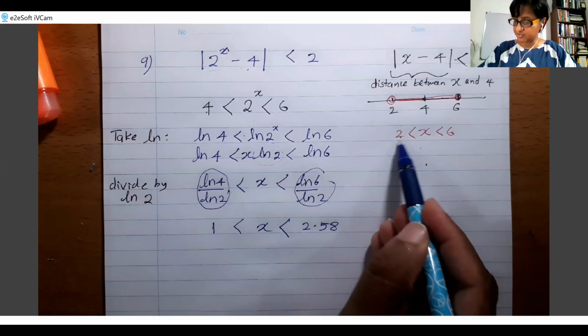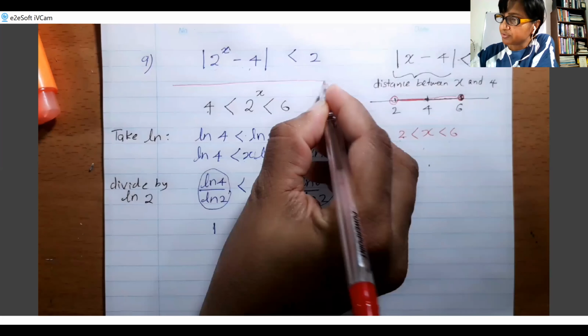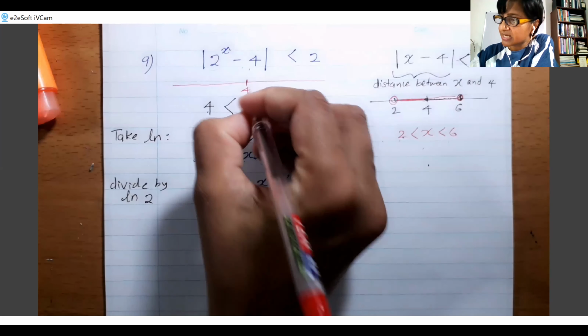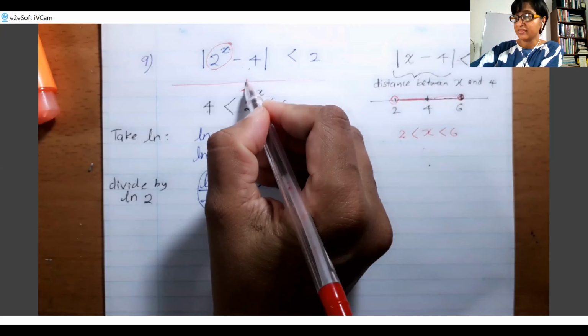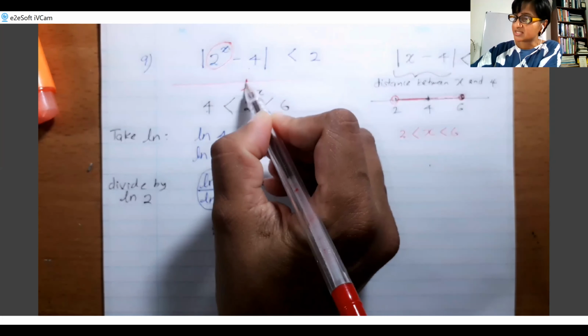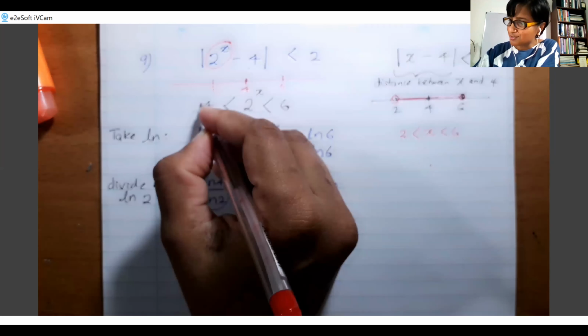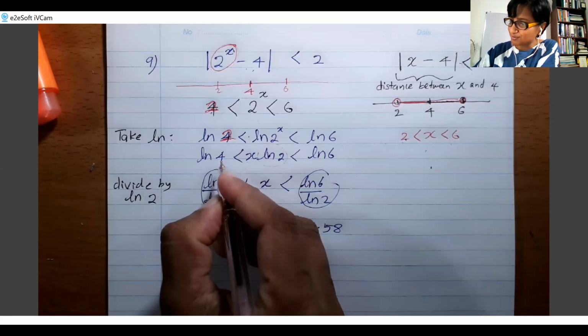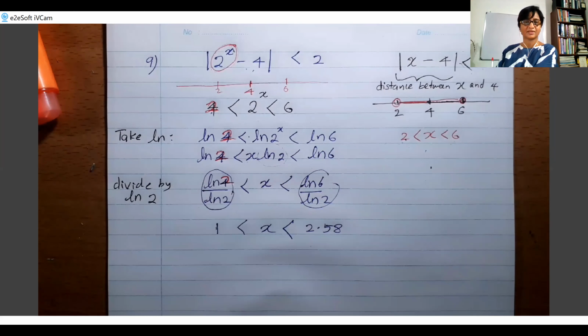If I draw a number line again here, if you have 4 somewhere here, the distance between this number and 4 has to be less than 2. So it's 6 and 2. Sorry, I made a mistake. This has to be 2. This is 2. This is 2. That's how you get 1. Okay. That's a mistake that I did.